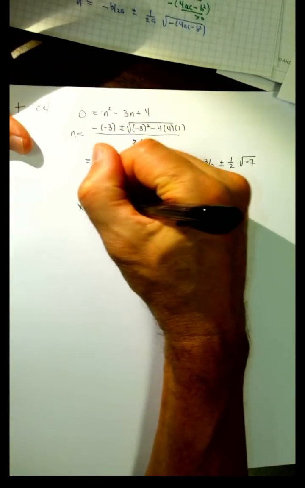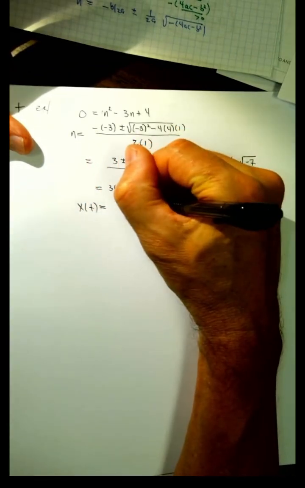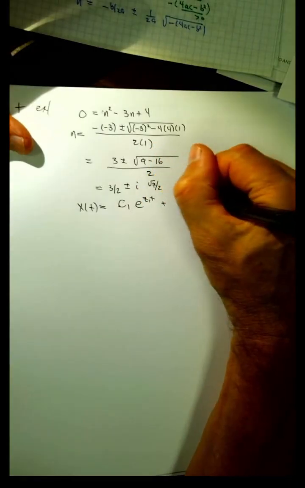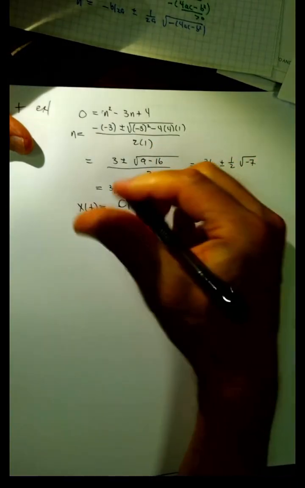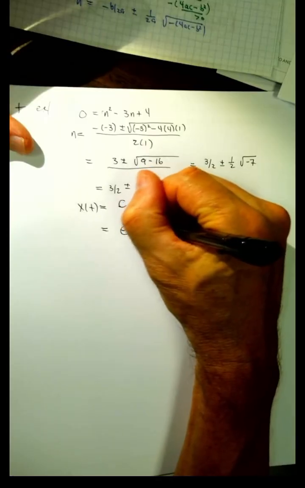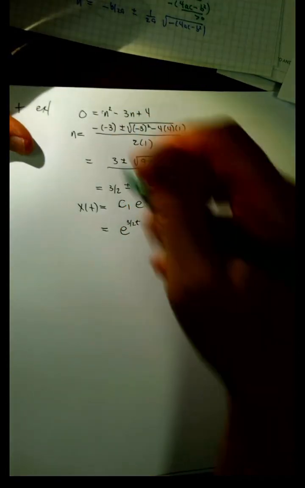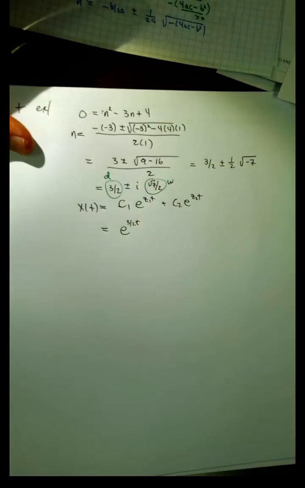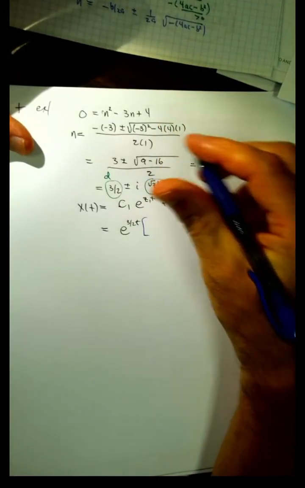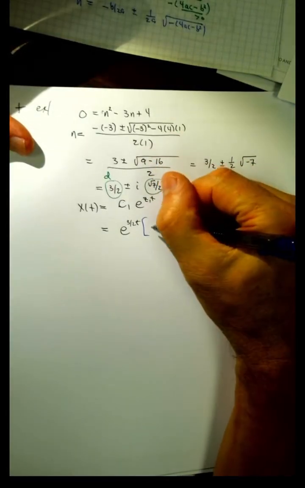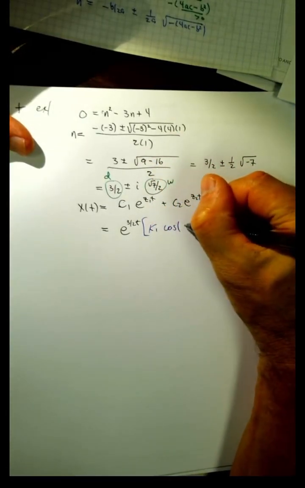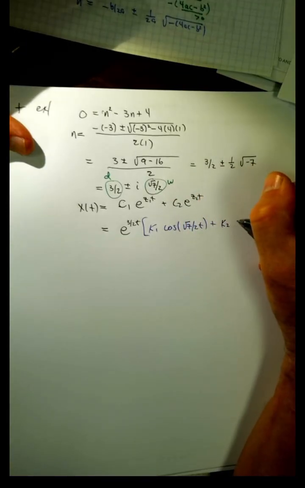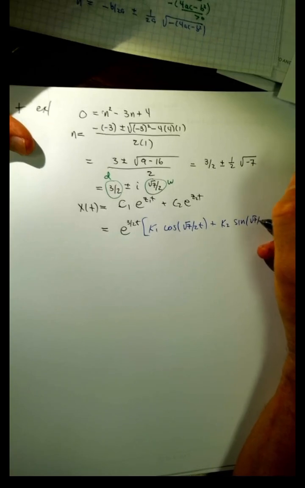So that means if I have x of t equal to c1 e to the z1 t plus c2 e to the z2 t, it's going to be e to the 3 halves t, so that's my d. This is this thing we call d, and this is my omega. This is all going to be times k1 cosine of square root of 7 over 2 t plus k2 sine of square root of 7 over 2 t.